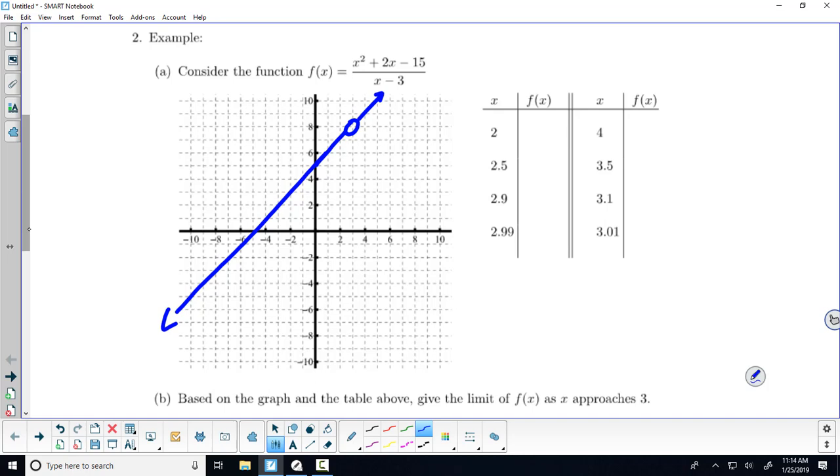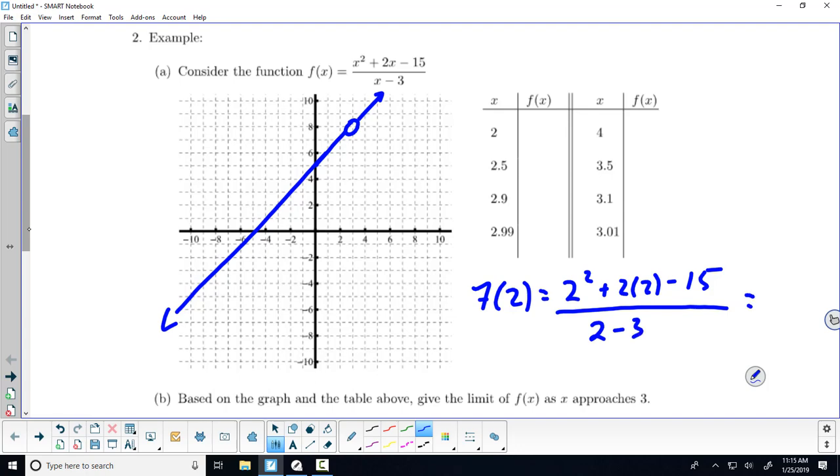So, let's do so. Part of what we're about to do should seem sneakily familiar. I'm going to go ahead and plug in not 3 into the function, because I can't. Let's plug 2 into the function. If I plug 2 into this function, it gives me 2 squared plus 2 times 2 minus 15 all over 2 minus 3. If we clean that up, that's 4 plus 4 minus 15 is negative 7, all over negative 1. If I plug that in, I get 7. That should also make sense because that's what you see right here: f of 2 is 7. Let's plug in a point that's closer to 3 than that. Let's plug in 2.5.